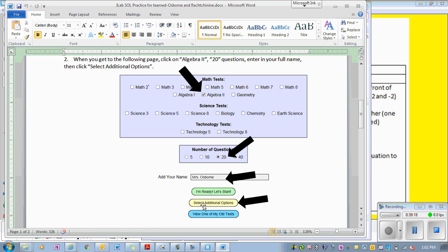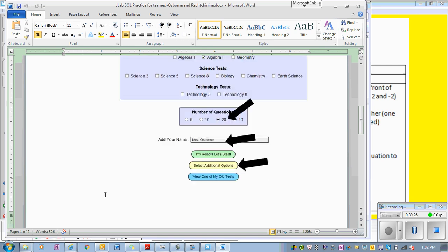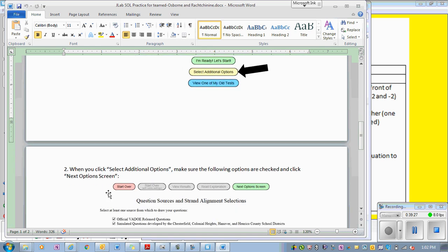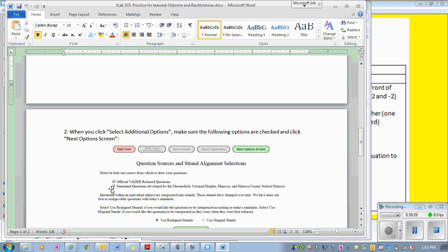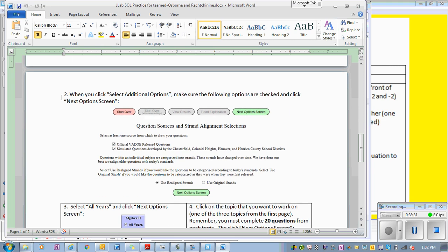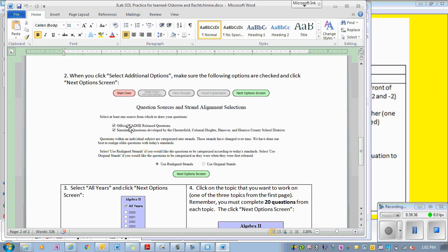And then click select additional options. Click on that yellow button, all right? Your directions here have arrows and everything. I mean, this is supposed to be self-explanatory, but all right. When you click on select additional options, you want to make sure that these 2 are checked, and they will be, okay? But we just want to make sure that they are. Those are checked, that is checked, and click next options. Okay? Are we okay so far?